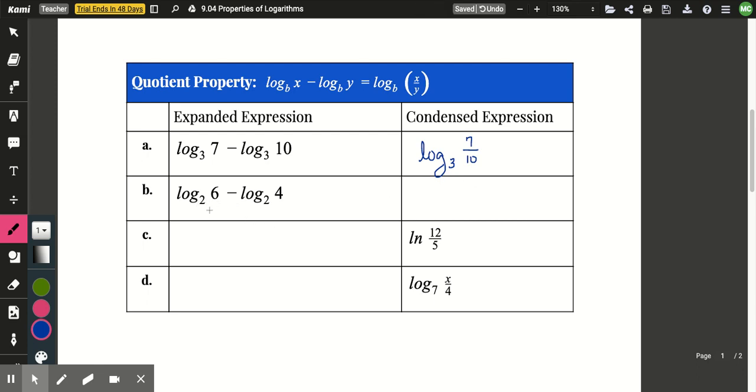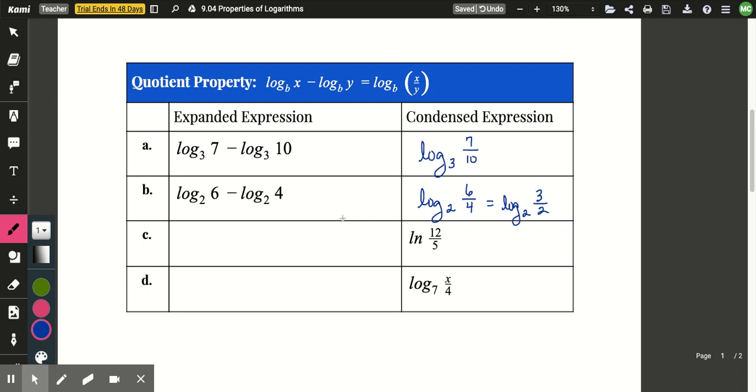Second one there, we've got log base 2 of 6 minus log base 2 of 4. Again, we do have the same base and we are subtracting the logarithms, so we can condense it into a single logarithmic expression. So we'd say log base 2 of 6 over 4. Okay, now with this one, we actually ended up with a fraction in here that could be reduced. And when that happens, of course, you really should reduce that fraction. So log base 2 of 6 over 4 would be the same as log base 2 of 3 over 2.